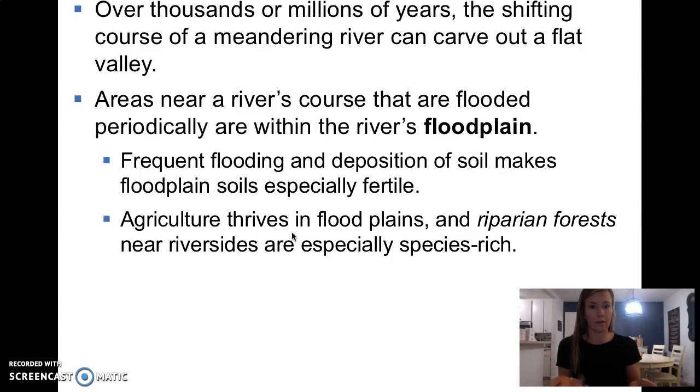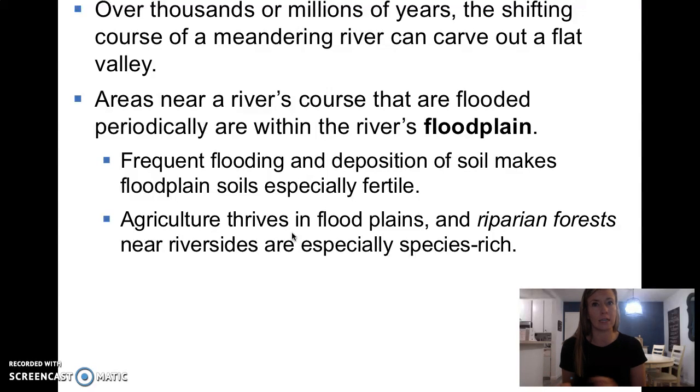A river will occasionally get flooded because of extreme weather, or maybe as the snow melts, and it floods the land around it, and that's called the floodplain. And that is extremely fertile because as it fills with water, it gets all the good nutrients and all the soil that it needs to be super fertile. So agriculture thrives in floodplains, and riparian forests near riversides are especially species rich.